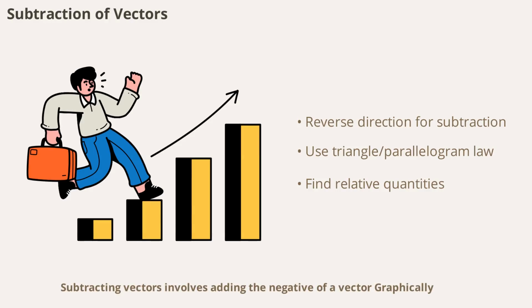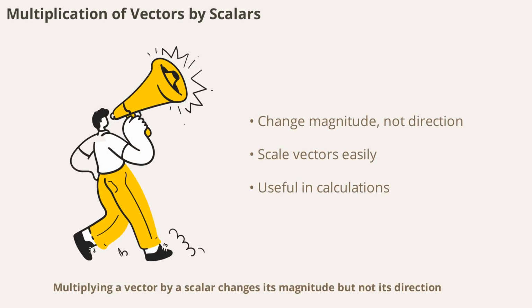Subtracting vectors involves adding the negative of a vector. Graphically, this means reversing the direction of the vector to be subtracted and then using the triangle or parallelogram law. This operation is important for finding relative positions, velocities, or forces, and is a key part of vector analysis in physics. Multiplying a vector by a scalar changes its magnitude, but not its direction. For example, doubling the speed of a car doubles the length of the velocity vector, but the direction remains the same.